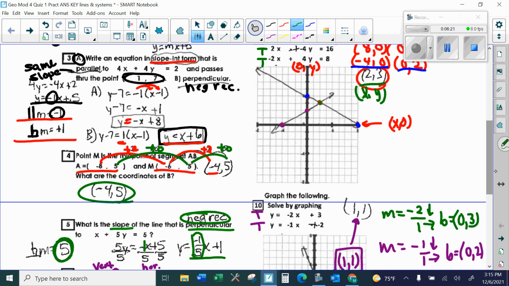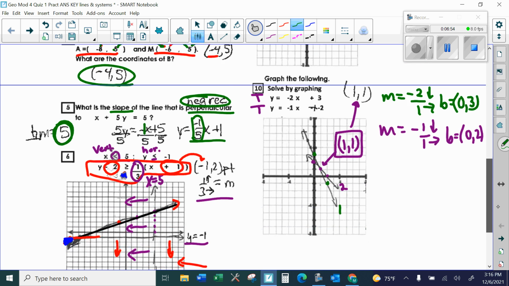All right, okay, we did 3, so 4. Point M is the midpoint of segment AB. They're giving you A and they're giving you the midpoint. They want the other endpoint. Very simply, all I do is say, how far do I go from 8 to negative 8 to negative 6? I added 2. So therefore, I have to add 2 again. So negative 6 plus 2 is negative 4. And then y, 5 to 5, I didn't go anywhere, plus 0. So it's plus 0. So it's negative 4 comma 5. You could plot that and you could see that that was true as well if you need to plot it to verify.